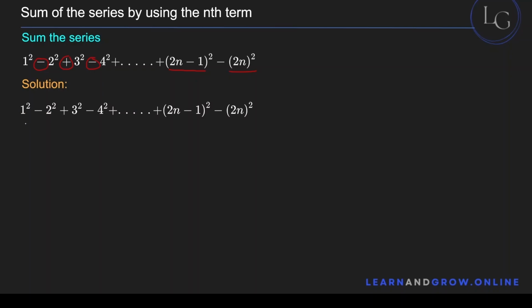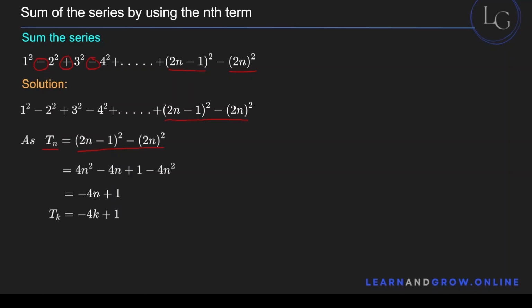Well, you see that this series goes on till 2n minus 1 whole square minus 2n square. So that makes things a bit simple for us, because that means that Tn is simply 2n minus 1 whole square minus 2n square. So when you actually expand this, this gives you the value minus 4n plus 1. So Tk is equal to minus 4k plus 1, since Tn is equal to minus 4n plus 1.